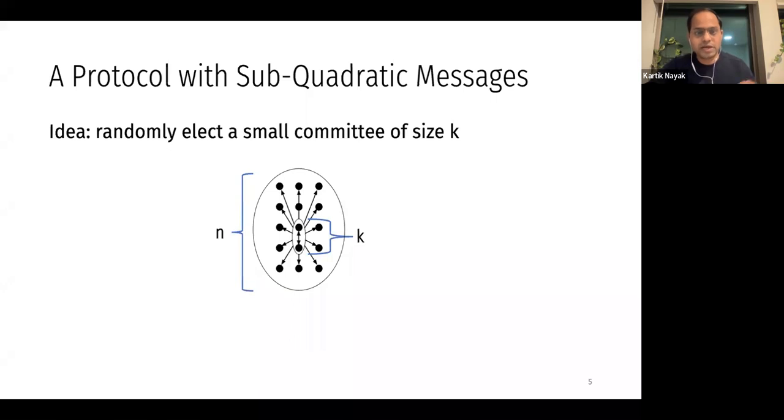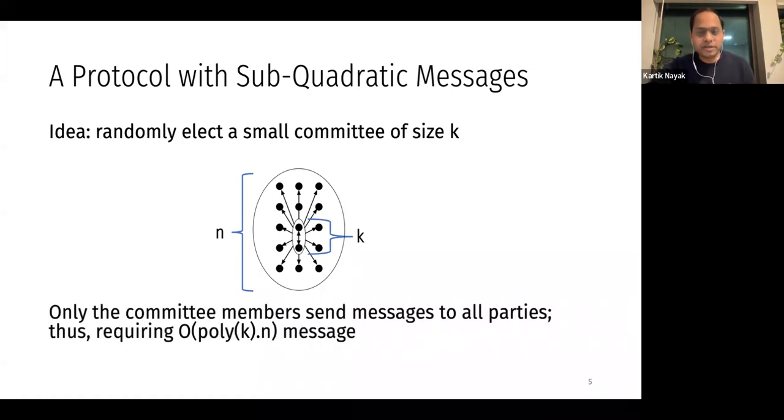I'm glossing over some of the slack parameters over here, but the minority corruption would translate to the committee as well. So at that point, what you can do is just require these parties in the committee to send messages to everyone else, and they would actually run the agreement protocol for you. And eventually, you'll only have kappa parties sending messages to all n parties, and the overall communication complexity can then be bounded by n poly kappa. The reason why you have a poly over here is because of the number of rounds of communication, which may be kappa or poly kappa in such protocols.